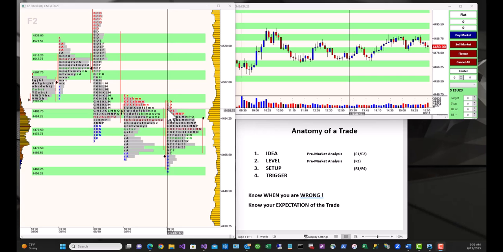My setup and trigger would be a retest failure. So I'm going to be looking for a retest of this level and a potential failure to take it out. When I think it starts failing and the market starts trading back down again, I'm going to enter my trade. That's my trigger. So during the trading day on Monday, my setups and triggers are the ones I'm looking for.